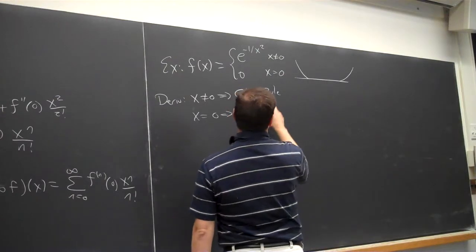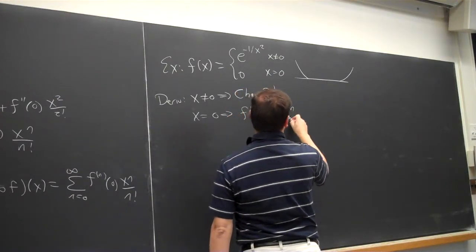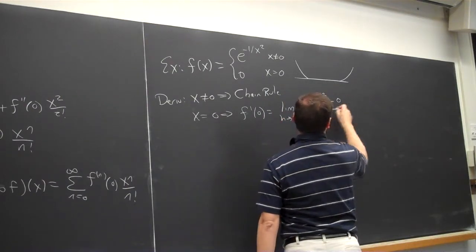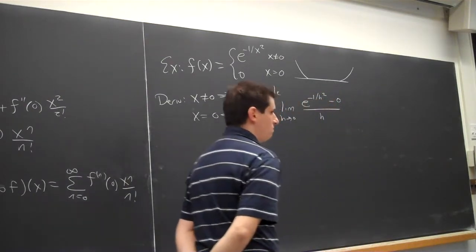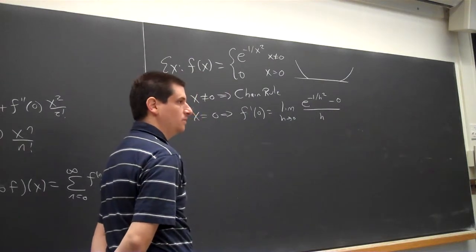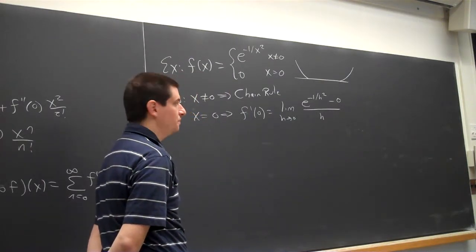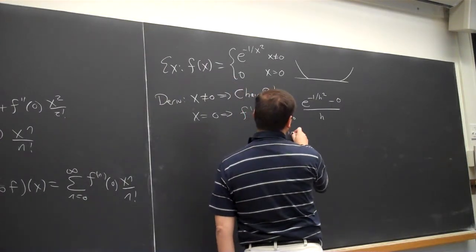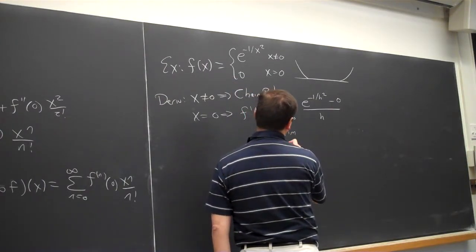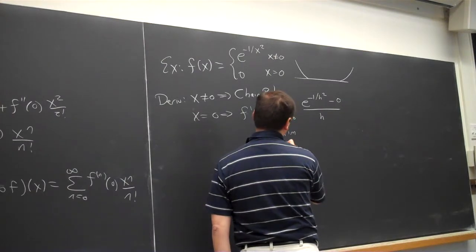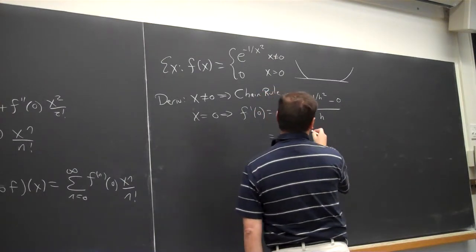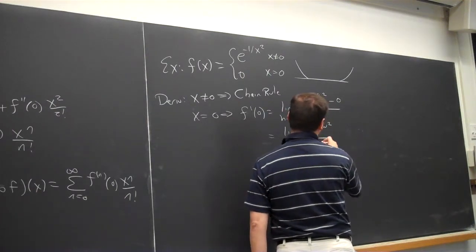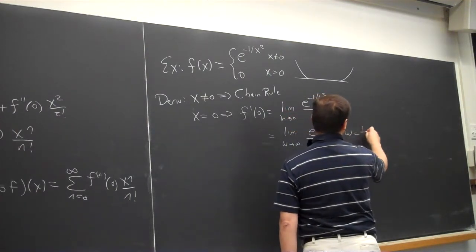F prime of 0 will be the limit as h goes to 0 of e to the negative 1 over h squared, minus 0, over h. Okay? This is the same as the limit as w goes to infinity of e to the negative w squared divided by 1 over w, if I just let w be 1 over h.